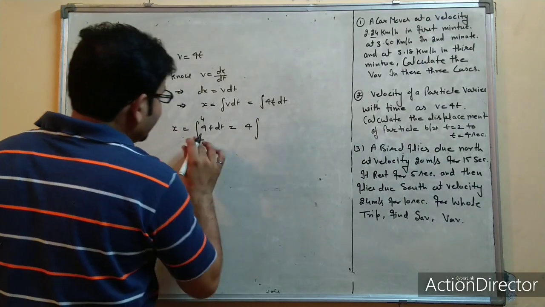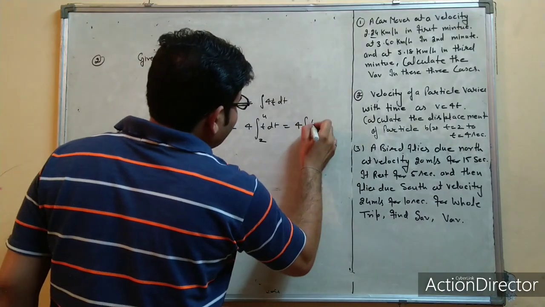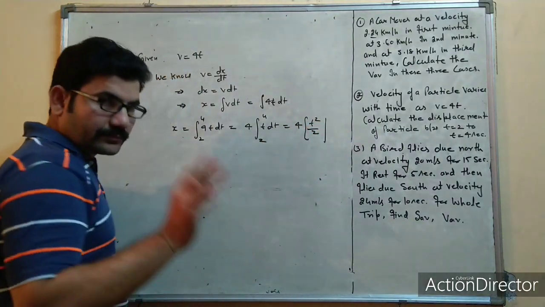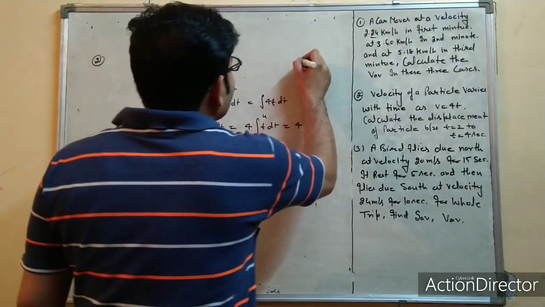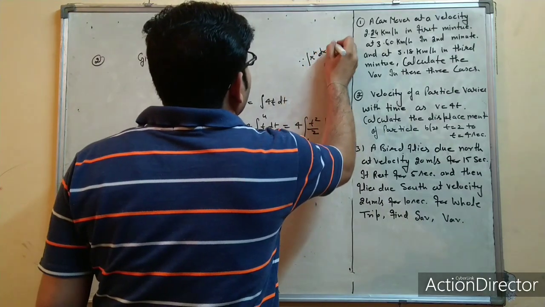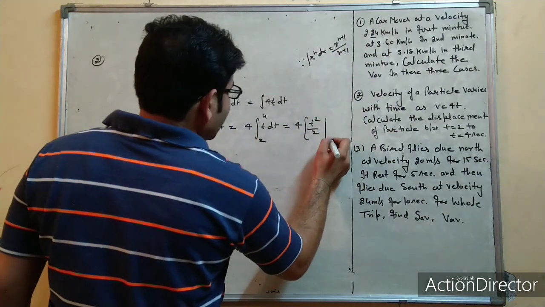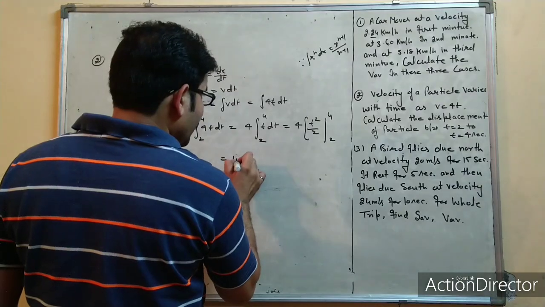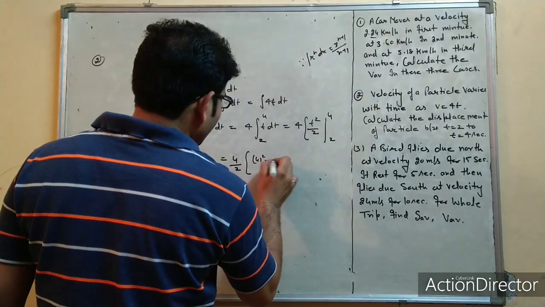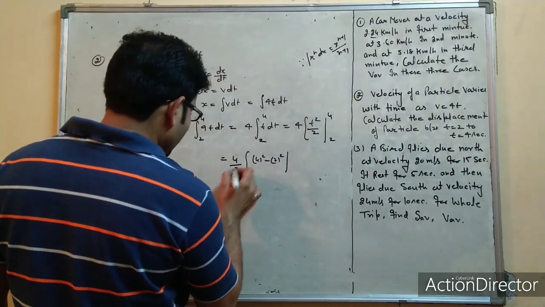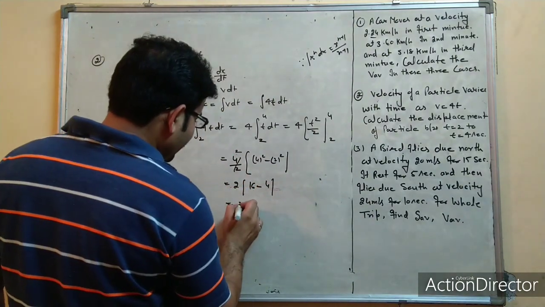Taking 40 outside, the integration of t dt from 2 to 4 will be t square by 2, since x to the power n, the power is 1, 1 plus 1 divided by 2. So t square by 2. We use this formula: integral of x^n dx is x^(n+1) divided by n plus 1. Now put in 2 and 4. Taking 2 outside, it will be 4 squared minus 2 squared, upper minus lower. This is 16 minus 4, which is 12.